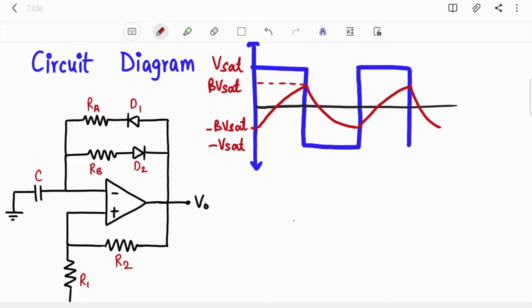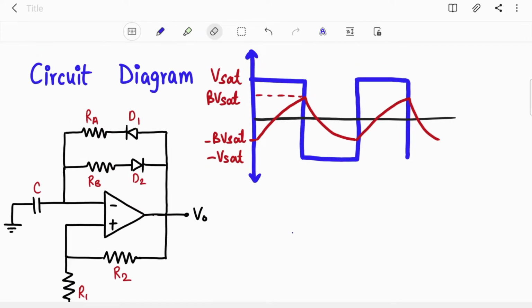Now pay attention. We are going to analyze this part. T on period is when your output is high. In this part, your output voltage is greater than the capacitor voltage. Let's say your beta Vsat is 3 volts. It started charging from the minus beta Vsat level and maximum it could reach up to beta Vsat. So let's say it is 3 volts and your output is plus Vsat, let's say 5 volts. So what will happen?